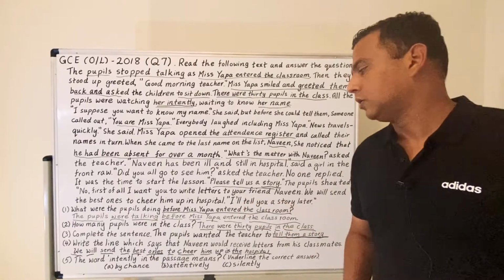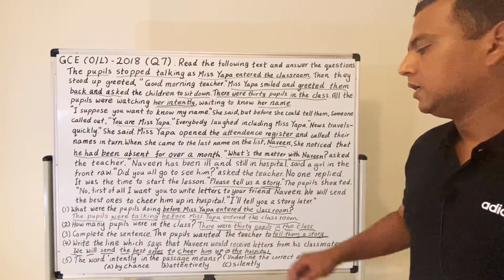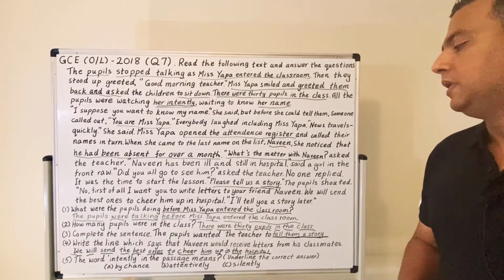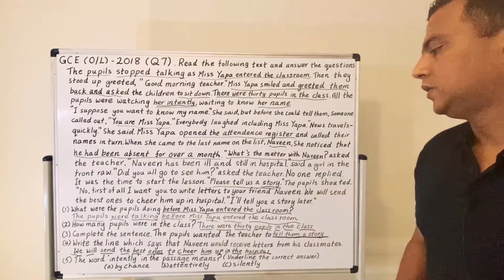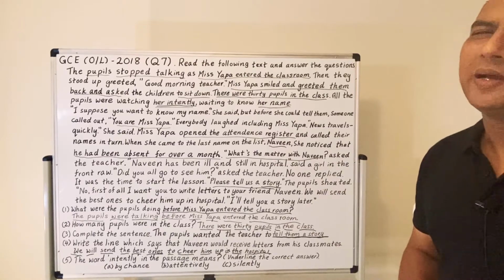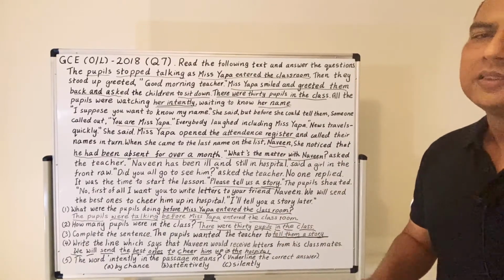So they are asking us to find a word that gives a similar meaning, like a synonym. So the first one they have given is by chance. So what is by chance? By chance in the sense it's like something not planned.